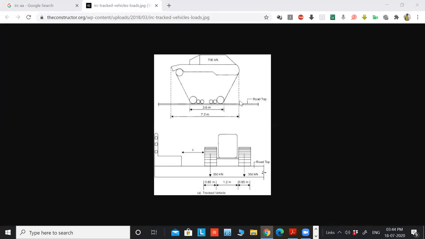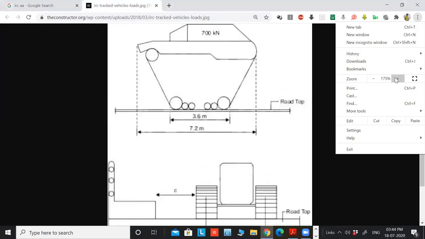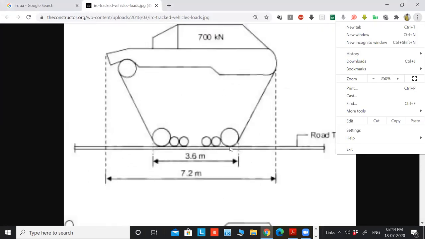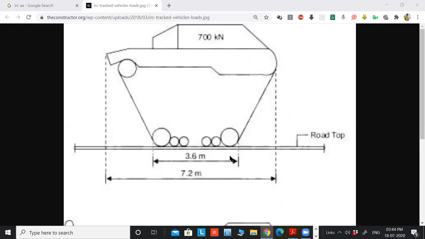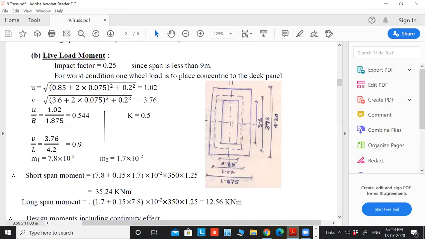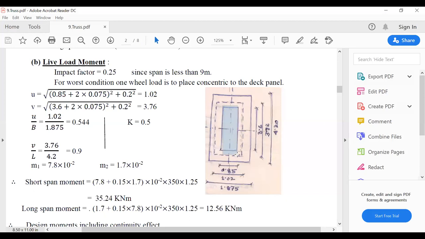So what is happening in the track loading is, if you see the tank, let me zoom it a little bit. The length of contact is 3.6 meter. Have you seen? Length of contact 3.6 meter. And if I now show you the PDF, this length of contact is 3.6 meter. Are you getting my point?